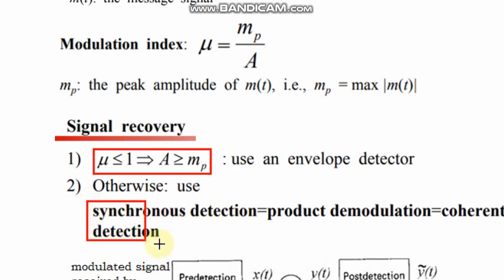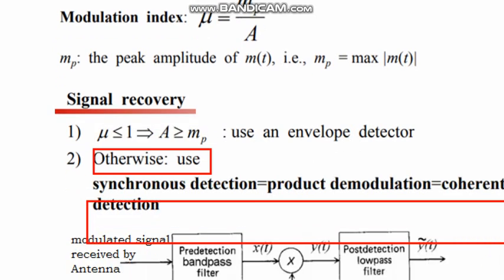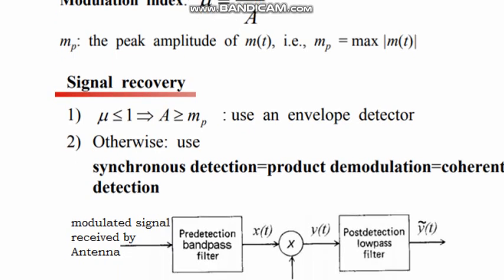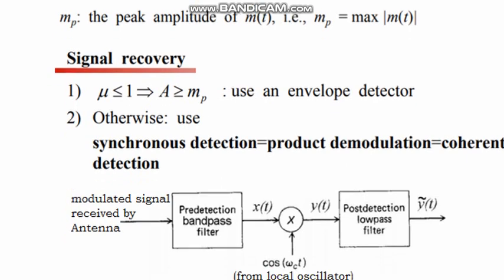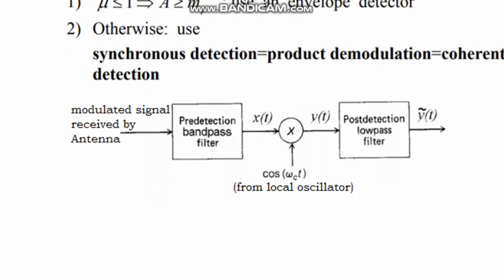Synchronous detection, what does it mean? Synchronous detection is also known as product demodulation and also known as coherent detection. Actually we have to study the DSB SC wave synchronous detection, and for that we have to calculate signal to noise ratio. But before understanding that, let us understand what is synchronous detection.